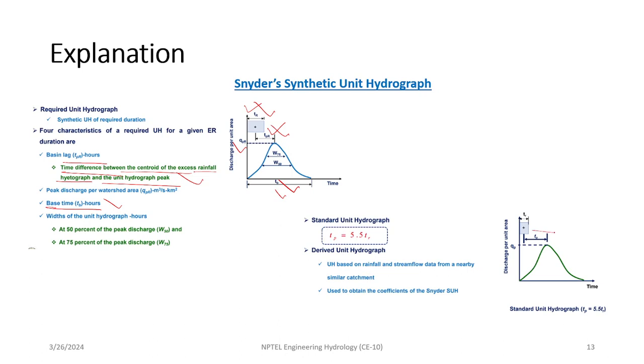Whenever we are using a TP value, keep in mind that TP represents a standard unit hydrograph. This parameter is used whenever we use the term standard unit hydrograph. In journals we represent TPR, which is the required unit hydrograph. R represents a required unit hydrograph.